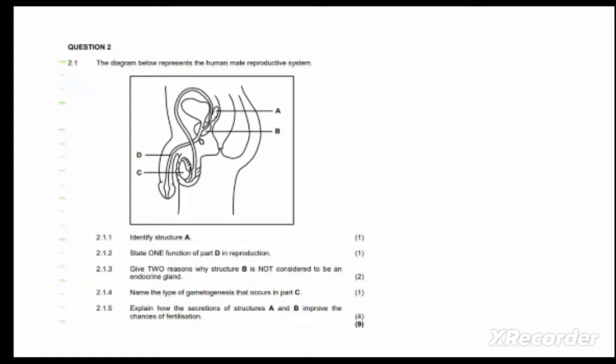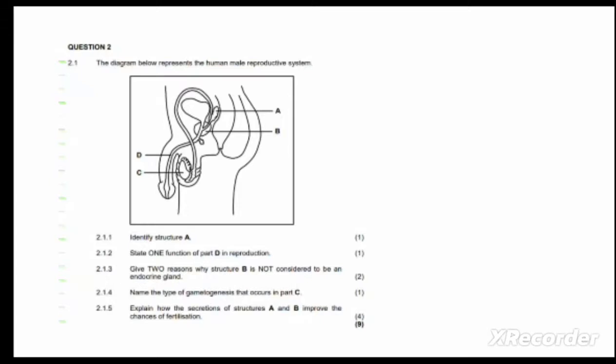The first question says identify structure A, that is seminal vesicle. Give one function of part D. In reproduction, part D transports the semen out of the body. They were specific. They told you they want the function of part D in what? In reproduction. If it was in the excretory system, that would be that it transports the urine outside of the body.